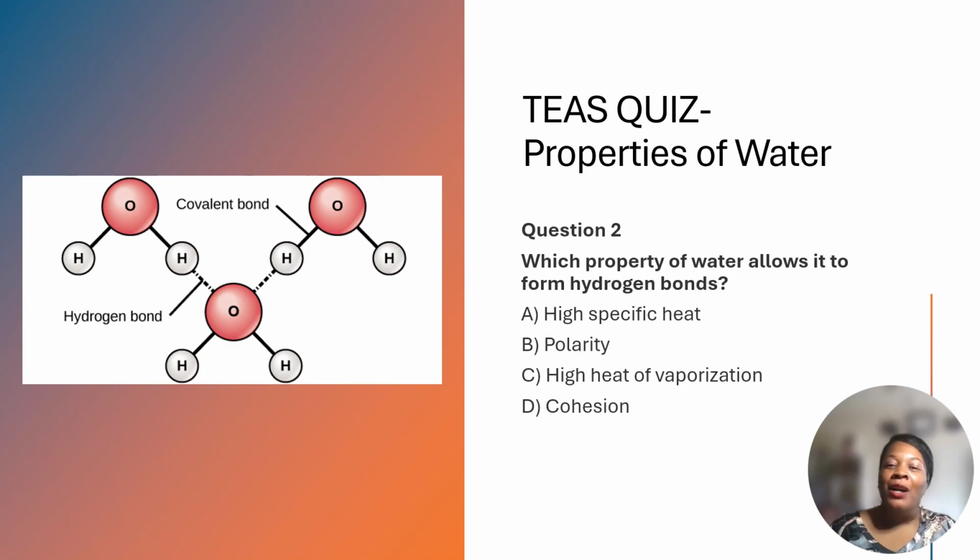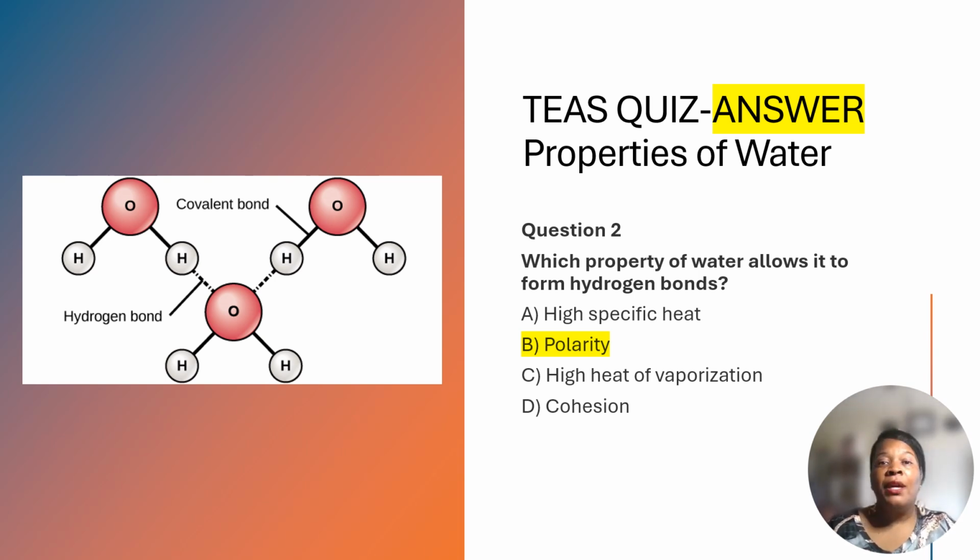Question 2. Which property of water allows it to form hydrogen bonds? A, high specific heat, B, polarity, C, high heat of vaporization, or D, cohesion? The answer is B, polarity. Polarity is the correct answer because it is a characteristic of water molecules that allows hydrogen bonds to form. If you also think about water's polarity, it is the reason why hydrogen bonds form as a result.